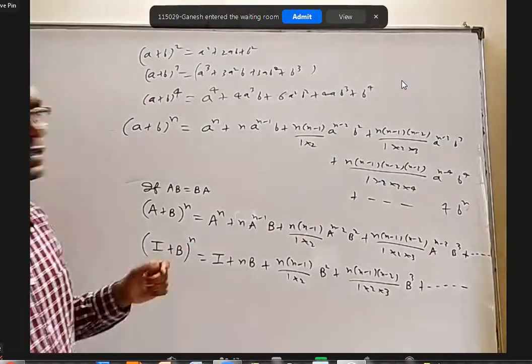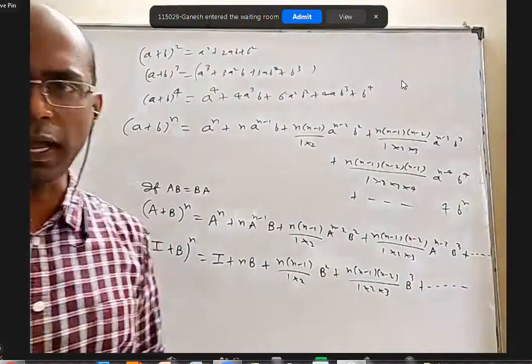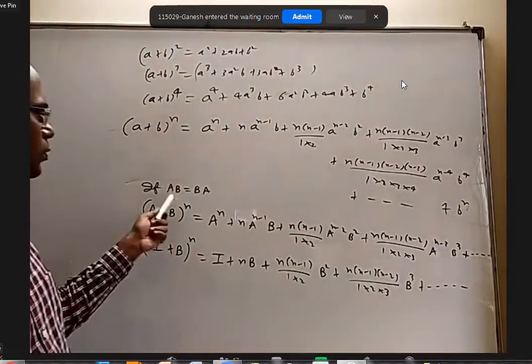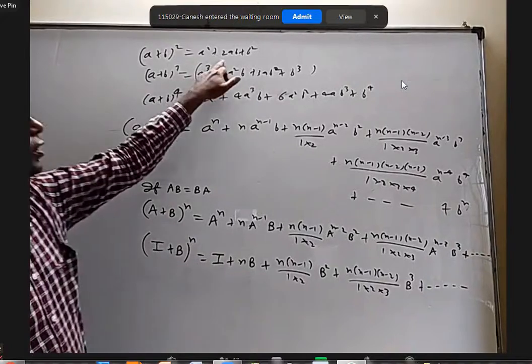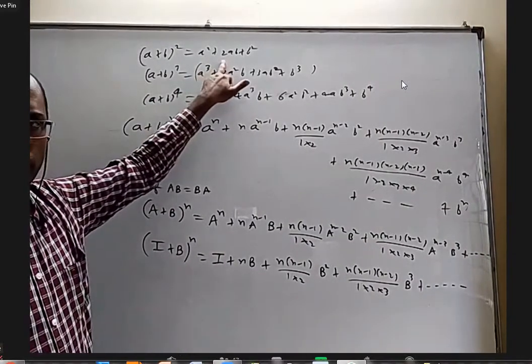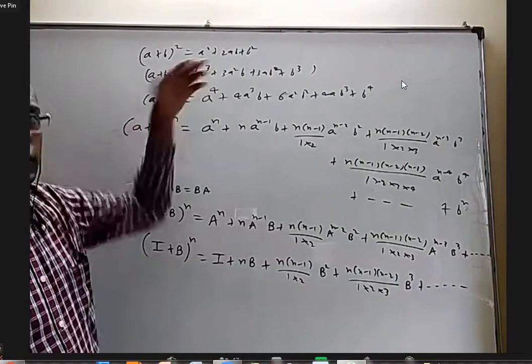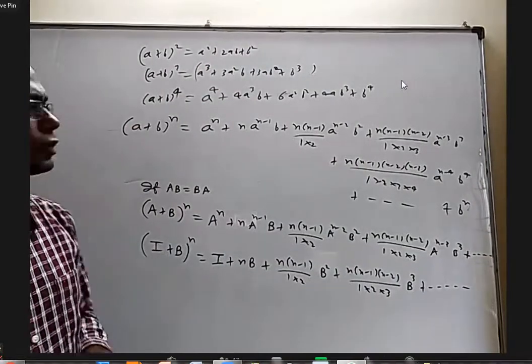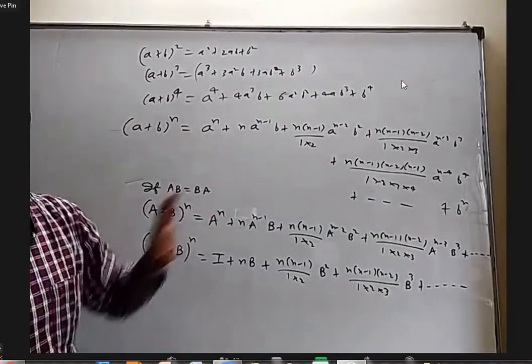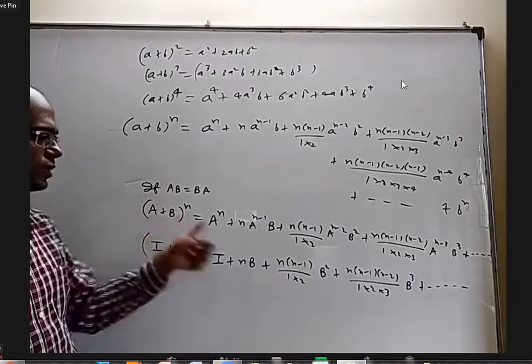As I said, any algebraic formulas that you have cannot be used for matrices unless AB equal to BA. This formula cannot be used for matrices, right? Yes, sir. Because you have to write, instead of 2AB, AB plus BA. Yes. So similarly, this formula also cannot be used for matrices unless you know AB equal to BA. That's the reason I gave.